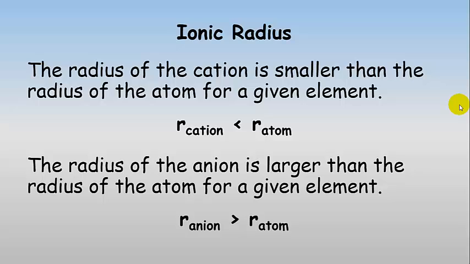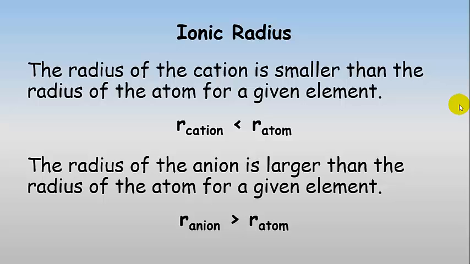So less electrons to screen other electrons, and you have more positive charge than negative charge, and all of that leads to a contraction in the size. So cations are smaller than the atom of a given element. Okay? Now the exact opposite situation exists for anions.